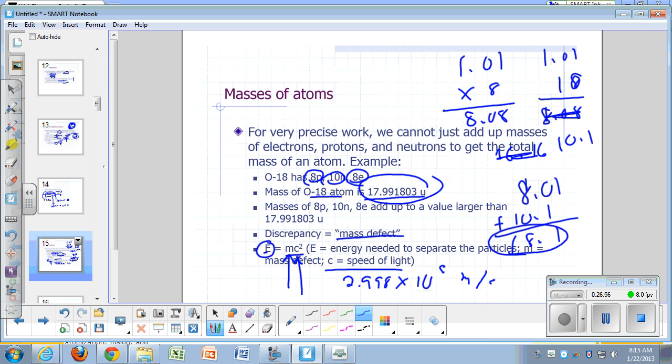But for most of what we do in chemistry, we're just going to go to the second decimal place. We're going to be okay. You're not going to have to worry about the masses of the protons and neutrons not adding up. But it's just something that you should know, okay?